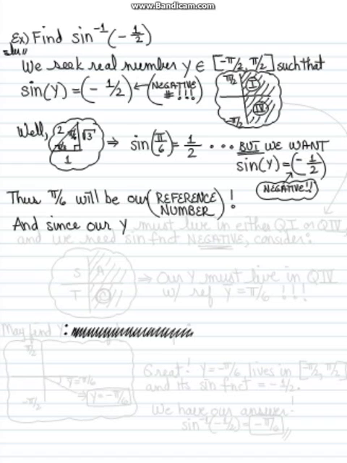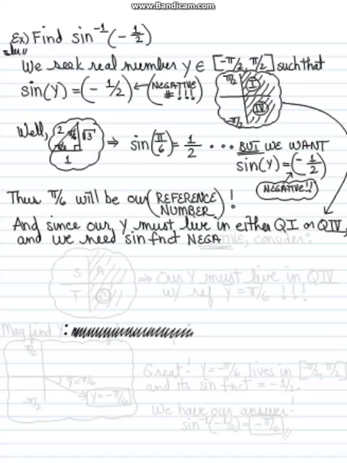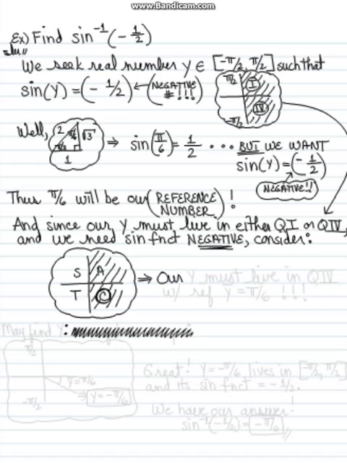Okay, so let's continue thinking about this. Since our y must live in either quadrant 1 or quadrant 4, and we need sine function negative, we've already talked about this, but now I'm stating it formally. We see that of the choices of quadrant 1 and quadrant 4, our y must live in quadrant 4 because that's where the sine function is negative. And it's going to have the reference angle or reference number π/6. Yes, I'm very excited about that.